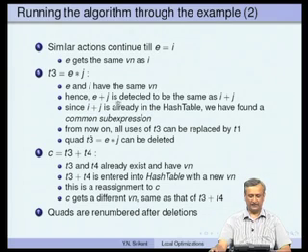E star j is nothing but I star j, this plus is a mistake. So, E star j is same as I star j and since I star j is already in the hash table, we have found a common sub expression. So, please read this plus as star. From now on, all uses of T3 can be replaced by T1.